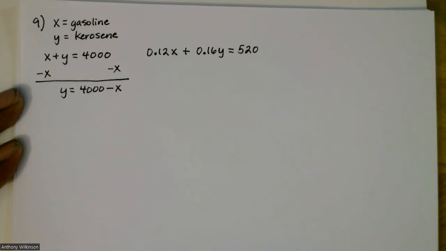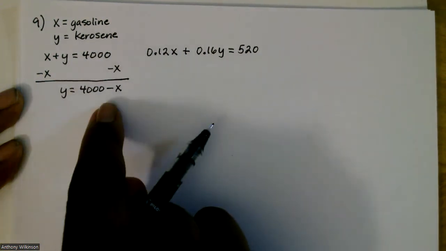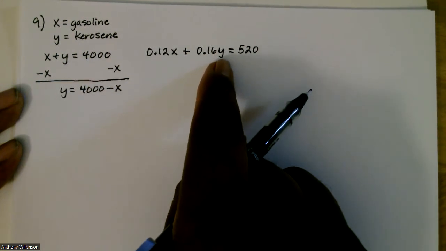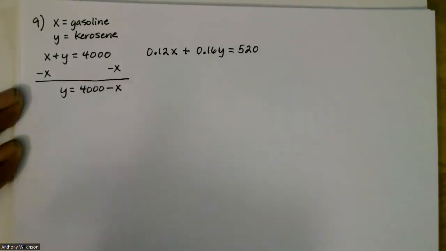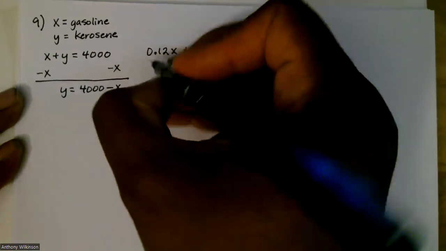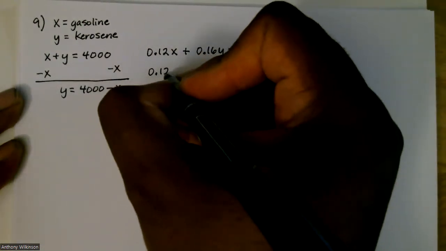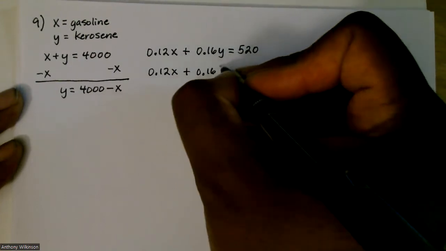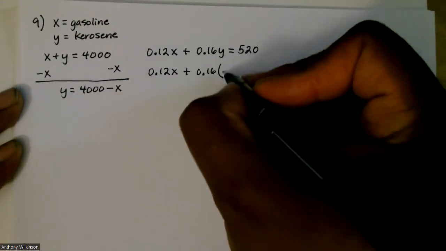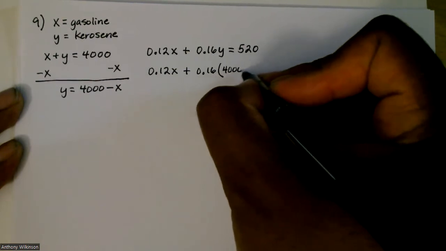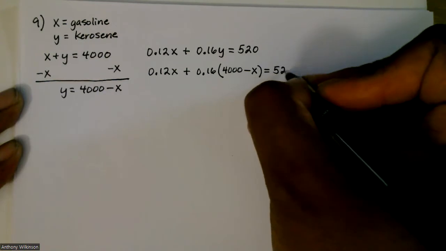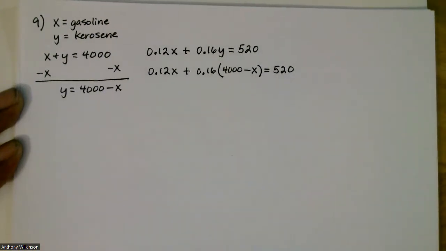Now, here's where the substitution comes in. Since Y is equal to 4,000 minus X, I'm going to substitute Y in the second equation with 4,000 minus X. So here's what I'm going to have, 0.12X plus 0.16 times this Y will be replaced with 4,000 minus X. And that's equal to 520.